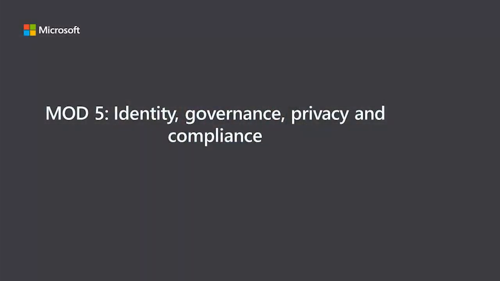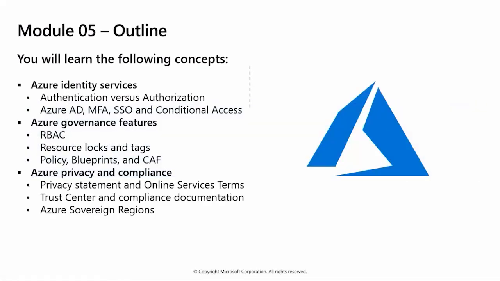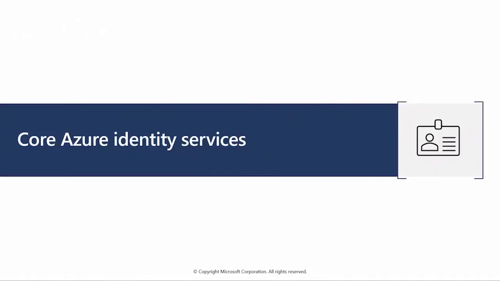So with Module 5, like I said, we're going to talk about identity, governance, privacy, and compliance. We looked at how we're securing your Azure environment, but in Module 5, we'll look at some of the identity services that are available to you, the governance features, as well as the privacy and compliance that Microsoft offers you as a customer. So let's look at first some of those core identity services.